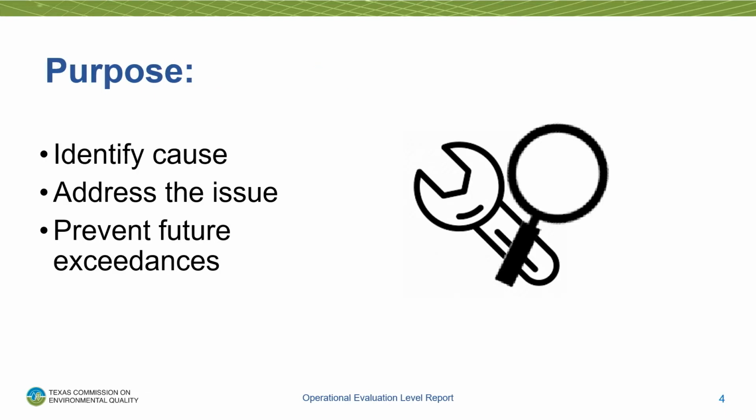So the purpose of the operational evaluations, all of it, is to identify the causes of your DBP issues, to address that issue, and then prevent future exceedances. So our goal, using the operational evaluations and operational evaluation report, is to help you in the long run prevent DBP violations, which nobody likes, DBP MCL violations, right? If anybody does, I'd be really surprised. Even I don't, and that's my program.